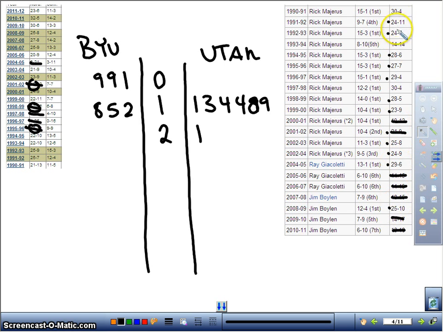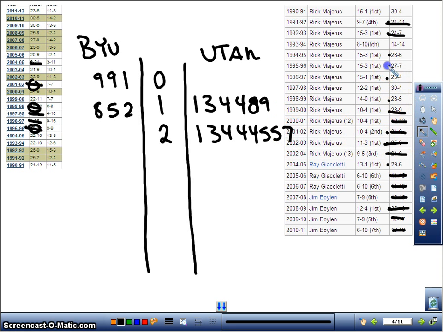22. 23. There's one. 24. There's one there and one there. Another 24. 25. So I got a 20. No, 26. There's another 25. 26. No, 27. Got one of those. 28. I've got a couple of those. And 29. I've got a couple of those.